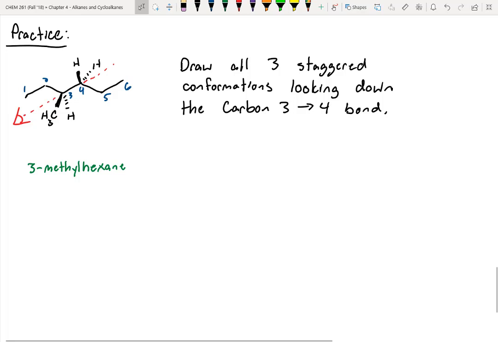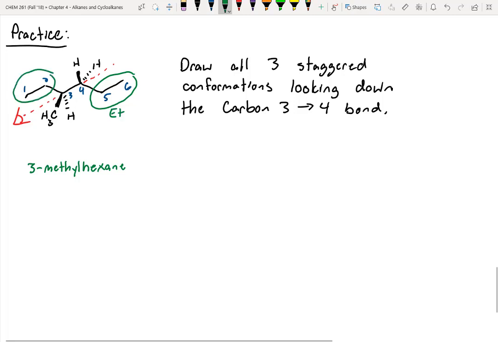And I will give you a hint too for abbreviations. If you're looking down that bond, what would this group be called? Well, specifically, it's 2 carbons. What do we call a 2-carbon substituent? Ethyl. So I would just abbreviate this ET. It'll make your paper a lot neater.